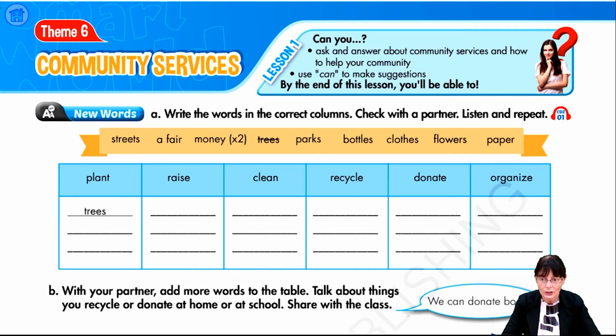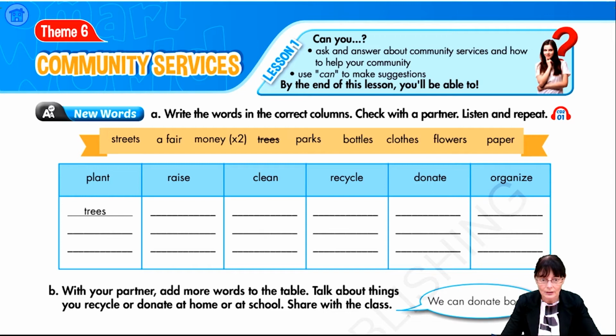First part, we'll look at the new words. With these words, you can just listen and repeat after me and write the words. So write the words in the correct columns. The first one, plant trees. Number 2, plant flowers. Number 3, raise money. Number 4, clean streets. And number 5, clean parks.